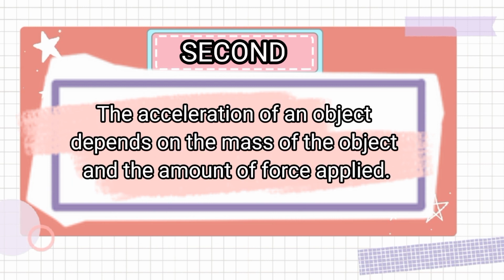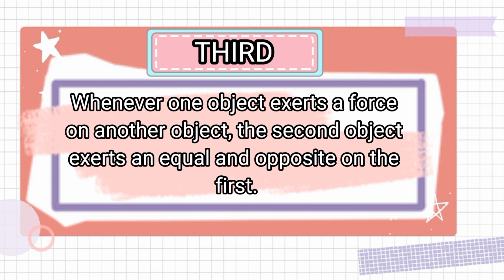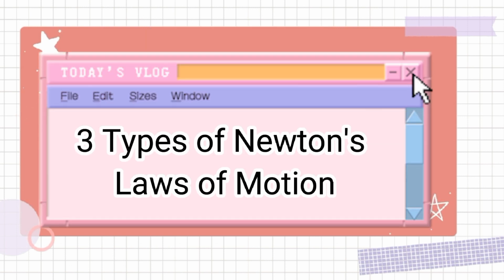The acceleration of an object depends on the mass of the object and the amount of force applied. Whenever one object exerts a force on another object, the second object exerts an equal and opposite force on the first. Three types of Newton's laws of motion.